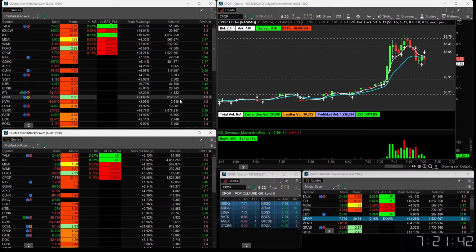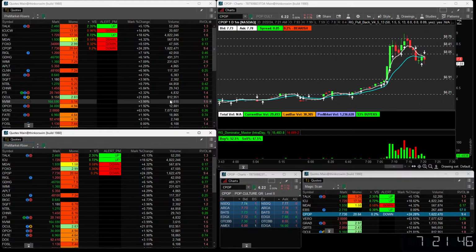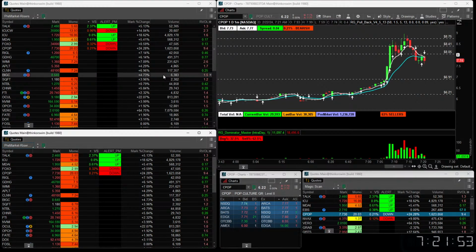This is ThinkorSwim from Charles Schwab now. It used to be TD Ameritrade. They've been bought out by Schwab, but it's called ThinkorSwim.